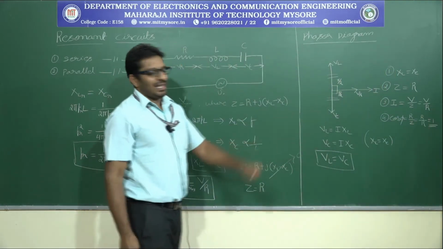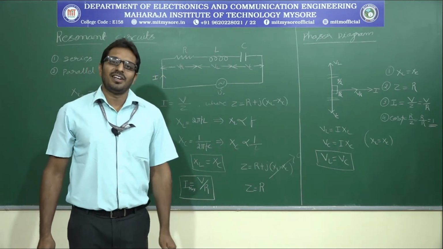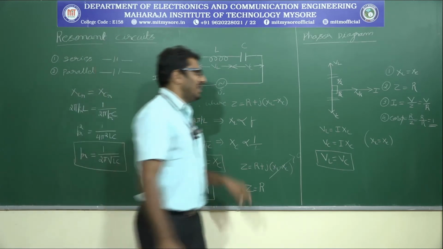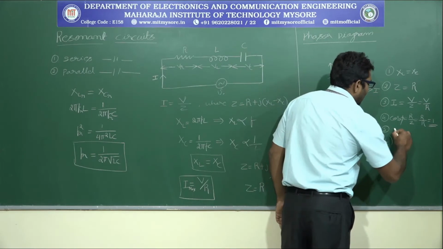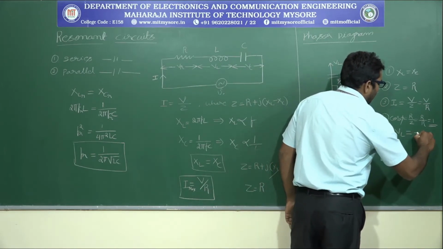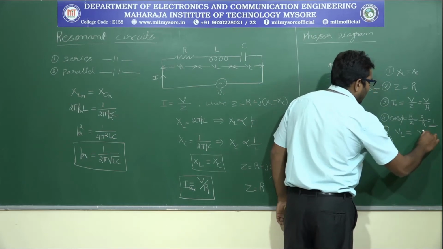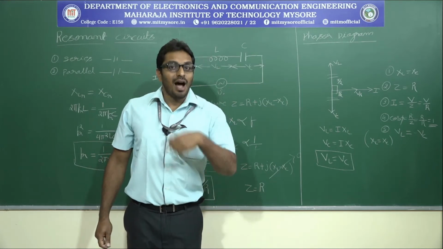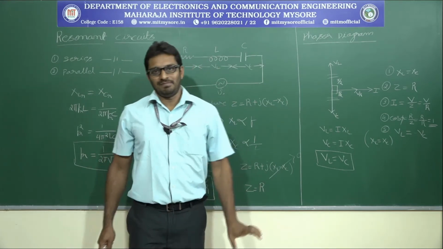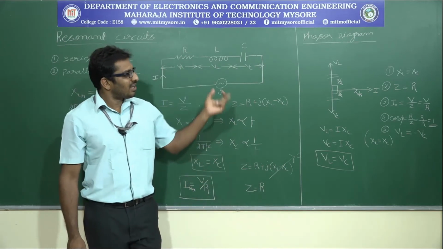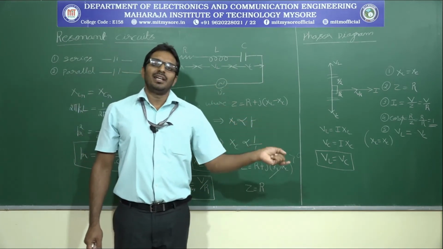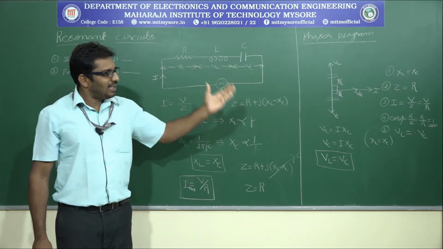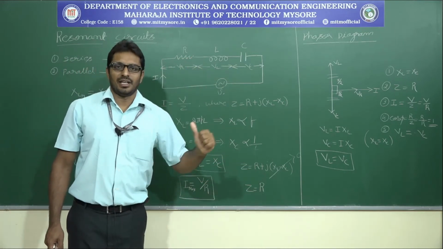Then the fourth salient feature of the series RLC resonant circuit is that the power factor is unity. And the last one, the fifth, is VL is equal to minus VC, or directly we can write VL is equal to VC. The voltage across the inductor and capacitor are equal but opposite. Is it clear? These are the salient features of the series RLC circuit.